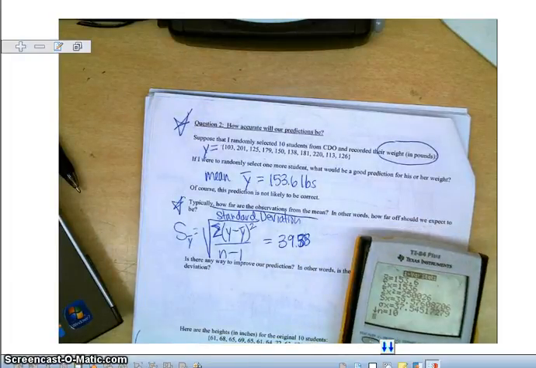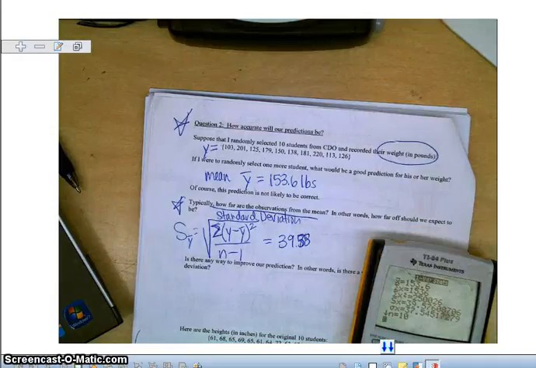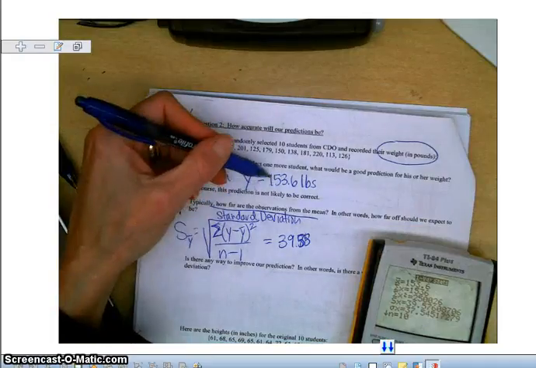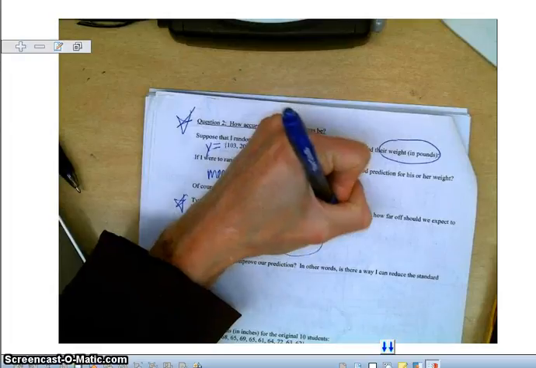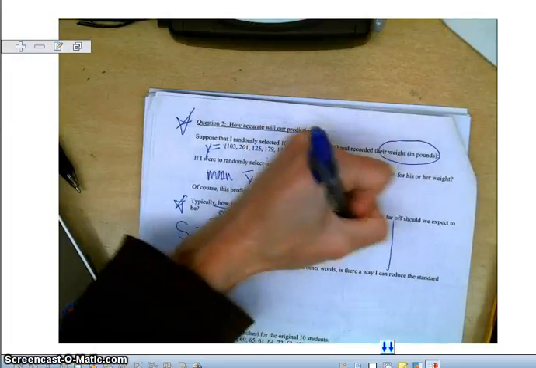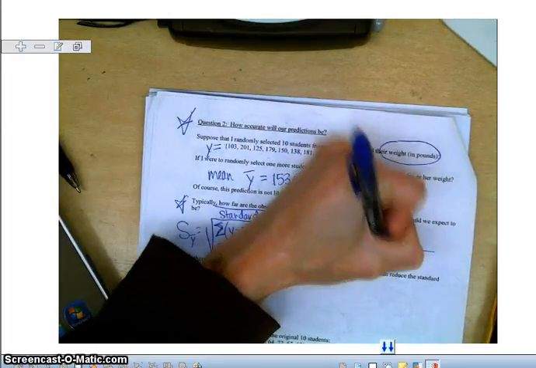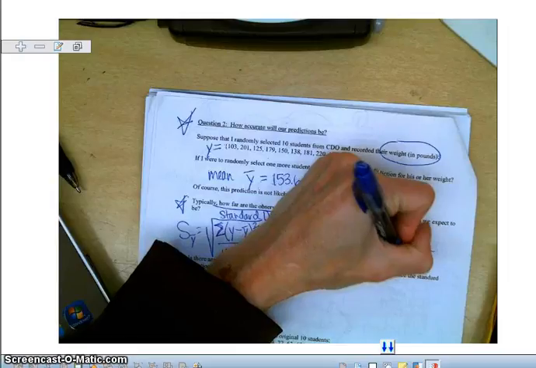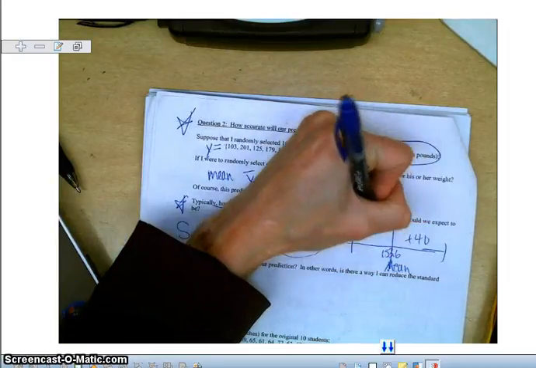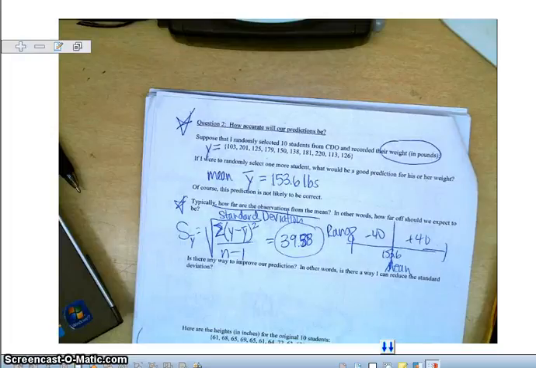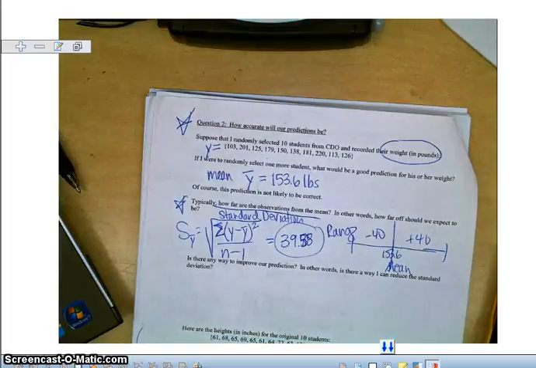So basically, if I were to guess the next person's weight at 153.6 pounds, I would have a range of error. Standard deviation is like a range. It tells you, here's 153.6, there's the mean, and you can go plus 40 or minus 40 from there. That's how far away you'd expect the values to be. So they could be off by 40 points high or low, 40 pounds.